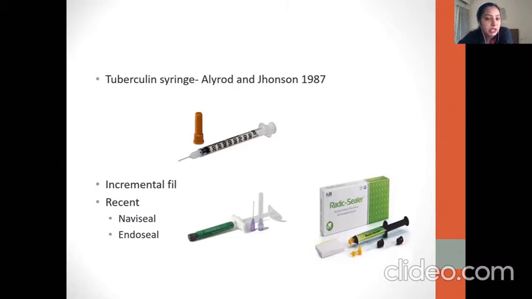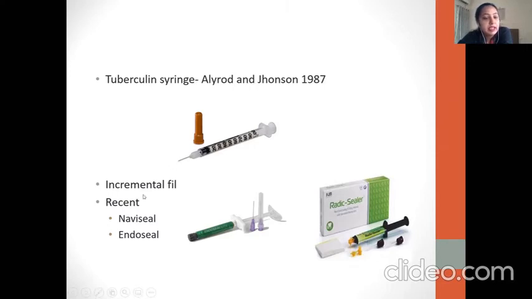For TB patients, the tuberculin syringe is used for the test. This similar syringe is used for obturation in root canal of a deciduous tooth, which was given by Elroyd and Johnson in 1987. Okay.